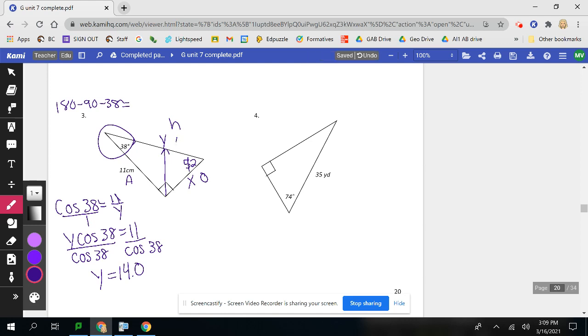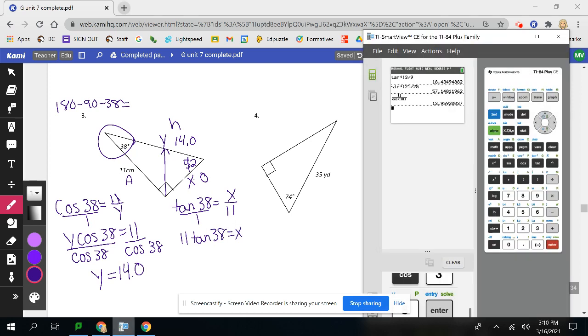Now to find X, I have 2 choices. I can either choose to use trigonometry again, or I can use the Pythagorean theorem. I use trigonometry again, because here I have my 38, and it's already labeled, so I'm going to do tangent of 38 equals X over 11, because tangent's opposite over adjacent. So I put tangent of 38 over 1, cross multiply, and that's 11 tangent of 38 equals X.